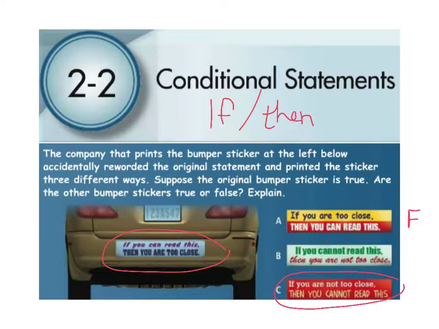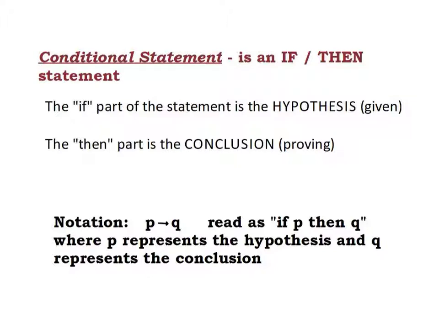All right, so let's look at some. Okay, the if part I said is the given. I like to use that word given. It's also the hypothesis. That's what we're assuming to be true. The conclusion is the then part. It's what we're trying to prove. This is the notation we use right here. It's read if P, then Q. And P represents the hypothesis part of your statement. The Q represents your conclusion part.